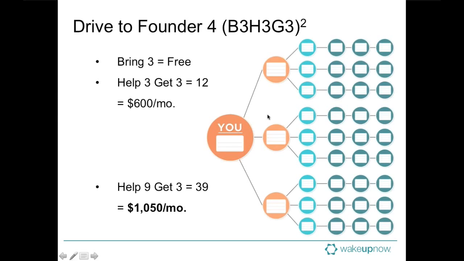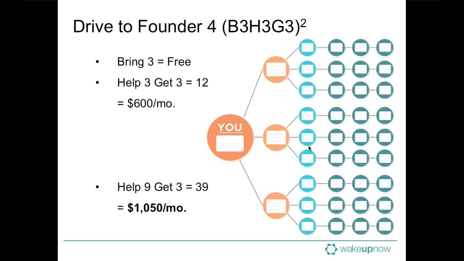So you're going to help 9 people get 3. So you got 1, 2, 3, 4, 5, 6, 7, 8, 9. You're helping these 9 people right here. In this line, you're helping them find 3. So you've already helped 3 find 3. Now you help these 9 find 3 in this row. You're going to be getting $1,050 a month residual. And remember, that's the minimum.